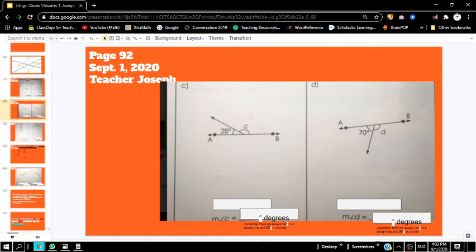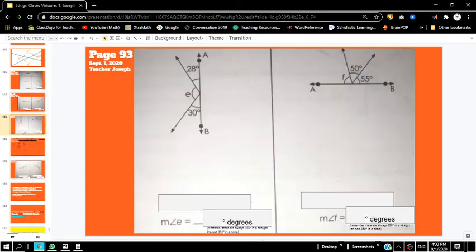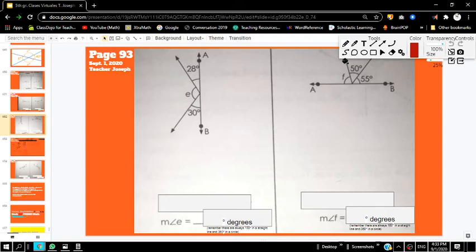These ones are going to be a little bit more difficult. Now with letter E, we have two angle measurements that are known and one that is unknown. So we already know 30 and 28 are two of those internal angles, but we don't know angle E. So what could we do?